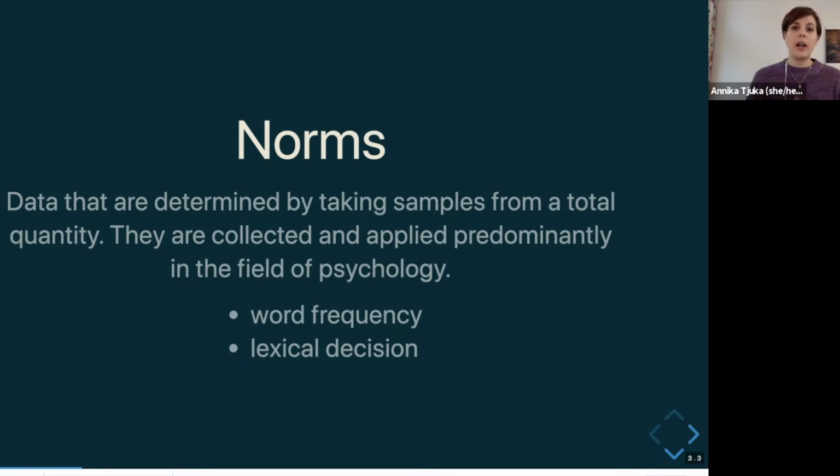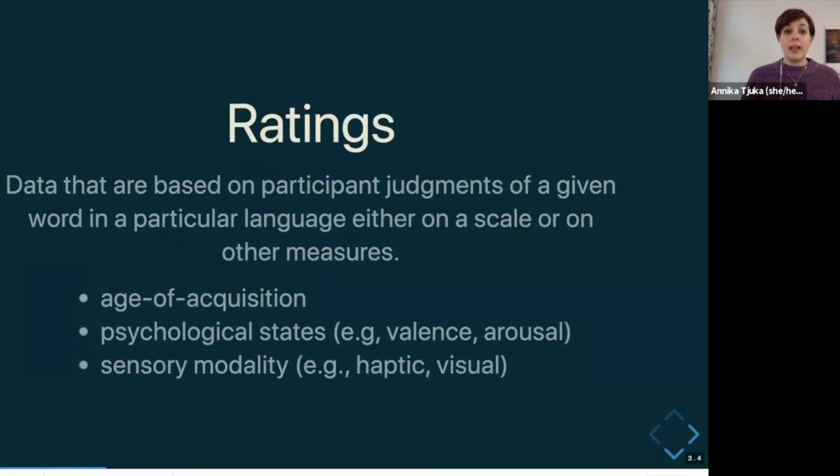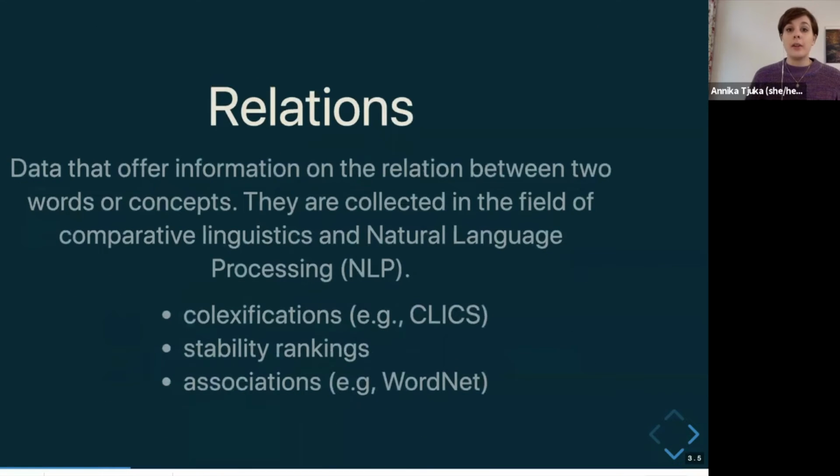Under the umbrella of norms, we have word frequency and lexical decision data. Then we have the ratings category, where we include data on participant judgments, for example, on age of acquisition, psychological states, and sensory modality. The relations data type is for information on the relation between words or concepts, for example, colexifications from the CLICS database, stability rankings, or associations which are stored in WordNet.